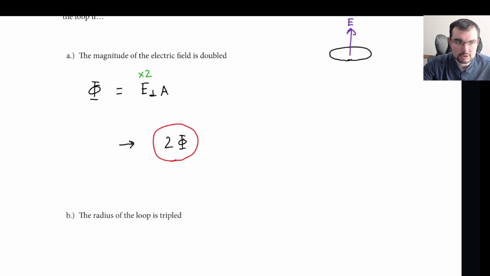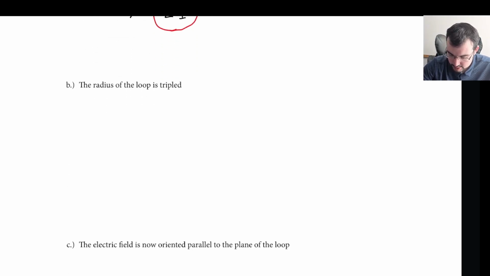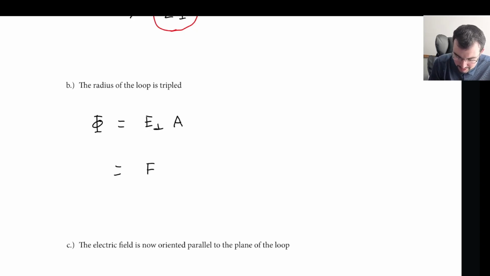Radius of the loop is tripled. So again, flux is E perpendicular A. And in this case, we're tripling the radius of the loop. So we have to remember how area depends on radius. And it's pi r squared.